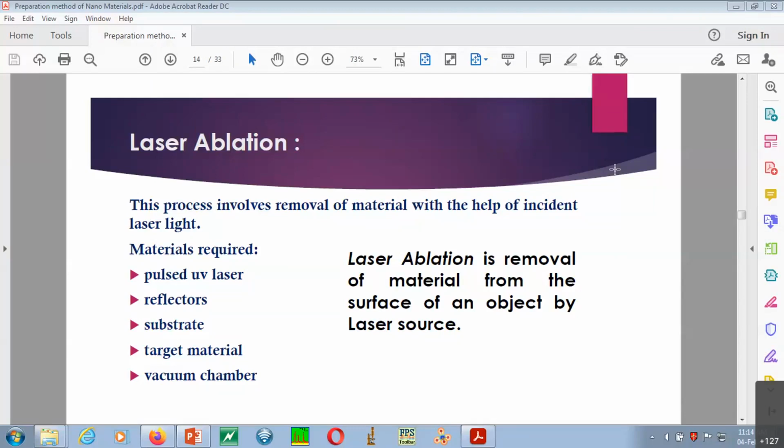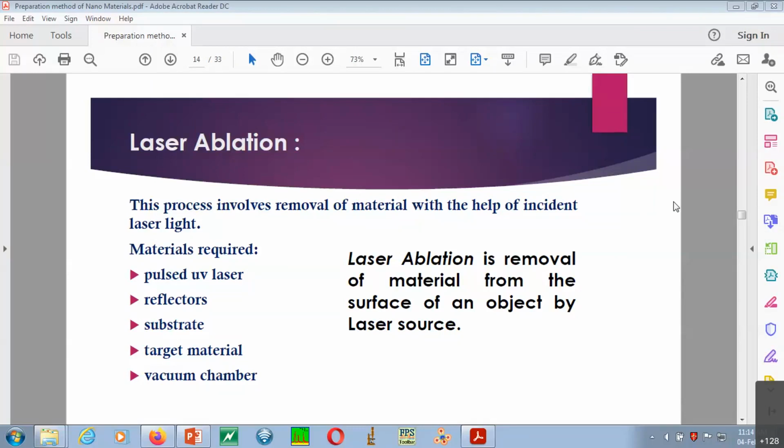So this was the summary of that method which I told you. Keep in mind that from that method it is not mandatory that you will get only nanoparticles directly, but the particle size may vary, maybe from micro to nano size.